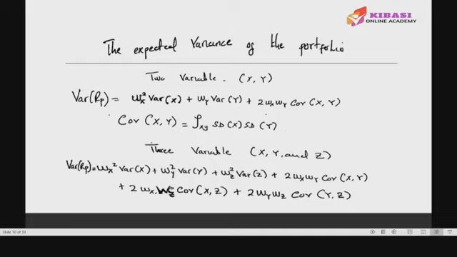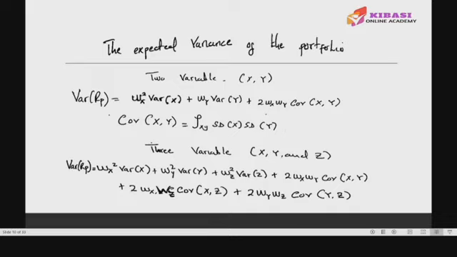When we have three variable x, y and z, then variance ya return ya portfolio itakuwa ni weight ya x square, variance ya x plus weight ya y square, variance ya y ambayo ni variable ya pili. Then we add variable ya tatu ambayo ni z, itakuwa ni weight ya z, weight yake square, variance ya z plus 2wx wy, covariance ya x y. Hiyo ya kwanza, combination ya x and y.